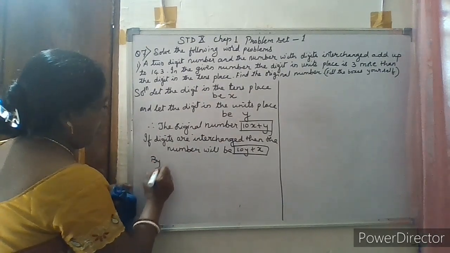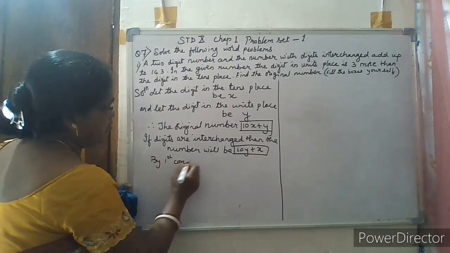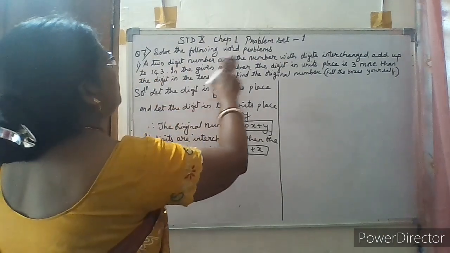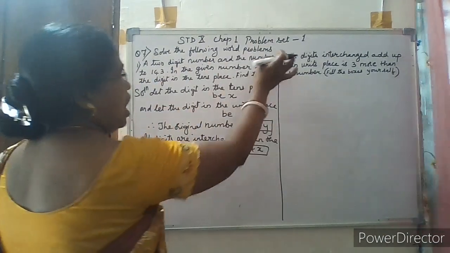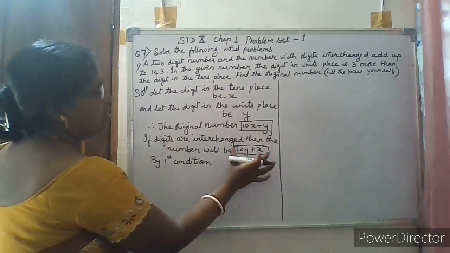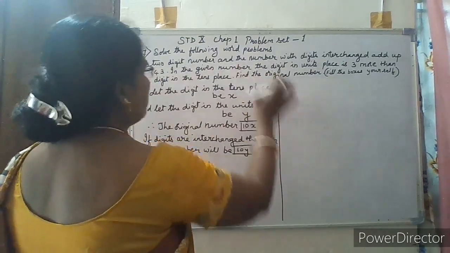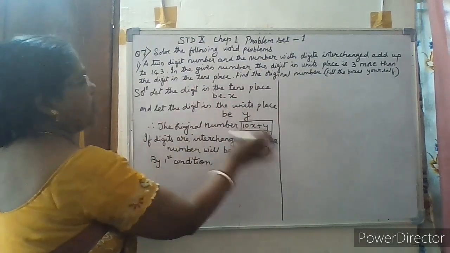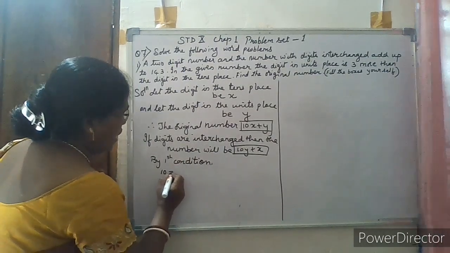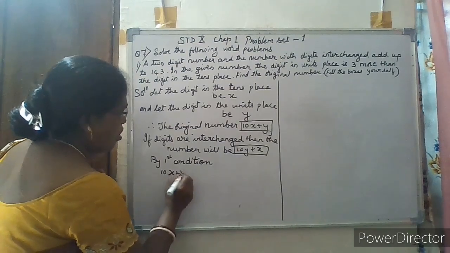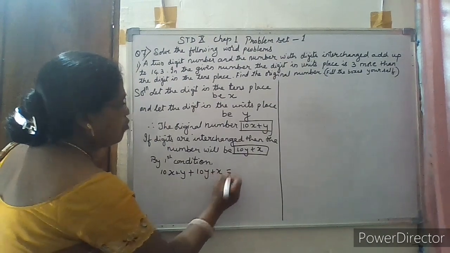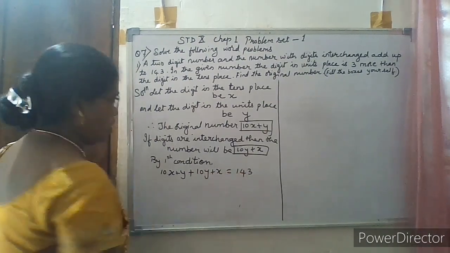By the first condition, what is given? A two-digit number and the number with the digits interchanged add up to 143. So this number and this number, if we add them, it is 143. That is the first condition. So 10x plus y plus 10y plus x, both together, is equal to 143.